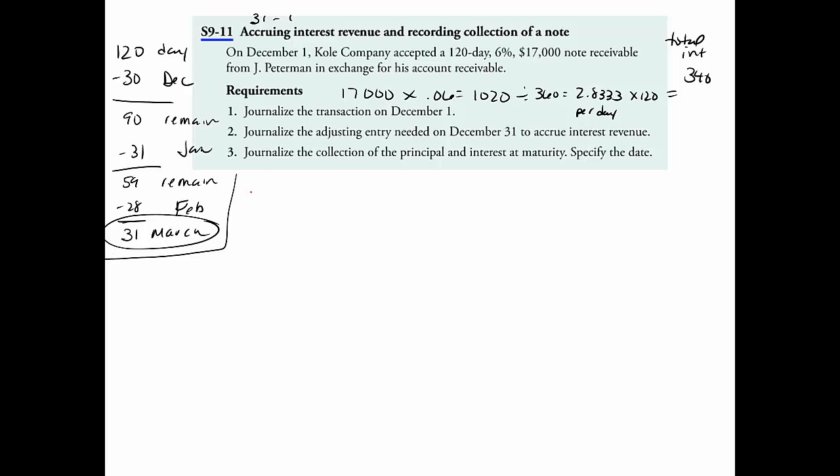So I'm going to scoot you over there. So requirement 1 says journalize the transaction on December 1st when I moved it from accounts receivable to notes receivable. So all I'm going to do is debit notes receivable J. Peterman for the $17,000, and I credit accounts receivable J. Peterman for the $17,000. Okay, so I've moved it from accounts receivable to notes receivable, and I'm no longer actively trying to collect it, and it's going to sit here for 120 days.